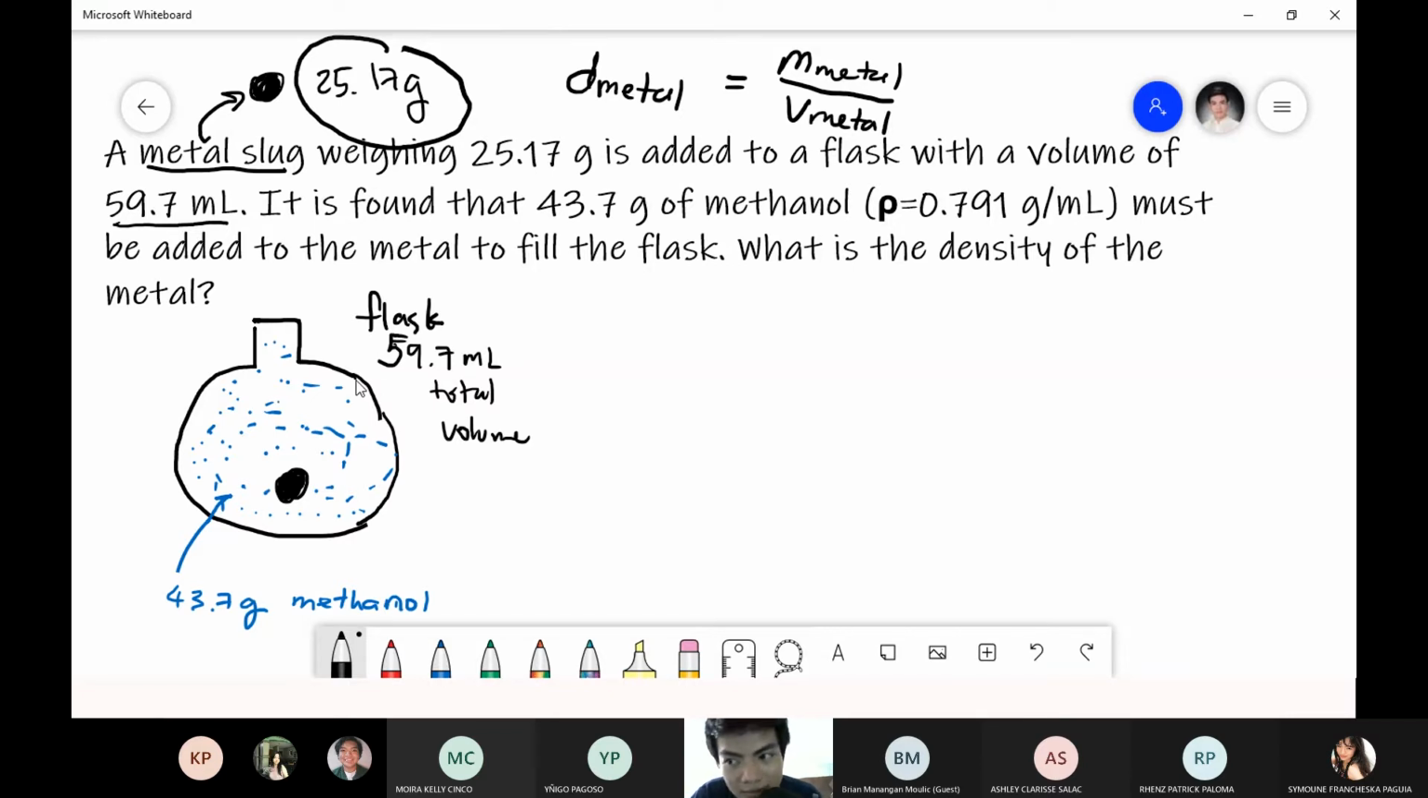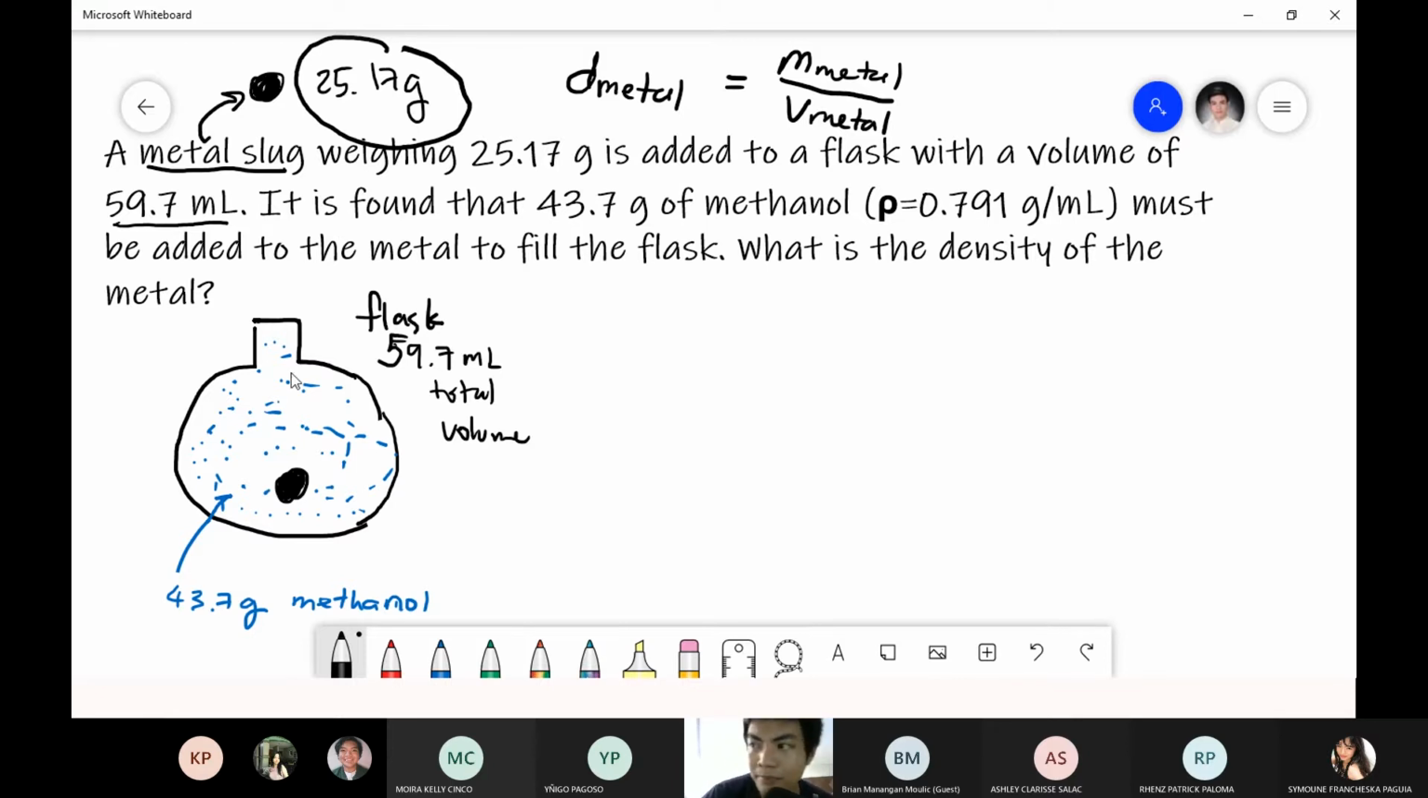Ang idea lang dito is may container ka, nilagay mo yung bakal, then to completely fill the container, I added methanol. Okay? So, ganun ginawa ko. Parang ganito lang yan. Ito, alcohol. Tapos, para mapuno itong lalagyanan na to, lagyan ko ng alcohol, no? Parang ganun yung ginawa niya dito.